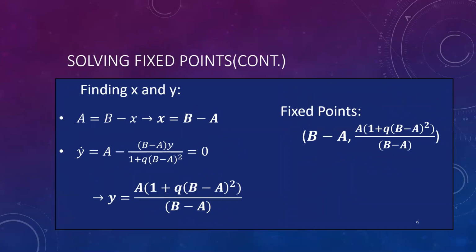Now that we're able to find a, and that it's equal to b minus x, we can use this to find what x is equal to. Once we get this, we can find out what y is equal to at the fixed point. Plugging this value in allows us to find the fixed point on the right. This is the point that we'll be using as our fixed point. Now that we have our fixed point, we can think about how we can analyze this type of point and how the system acts at this point.